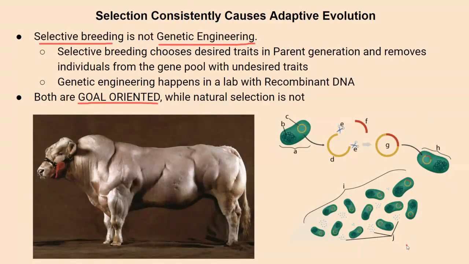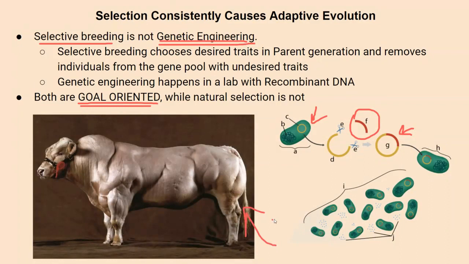For instance, we learned last semester in the last unit that genetic engineering mainly comes in the form of recombinant DNA in bacteria. So we find a bit of DNA that we like and we splice it into the bacteria, allow the bacteria to reproduce, and then we have lots and lots of that gene available. Maybe the gene produces insulin. That is a form of genetic engineering and it is goal-oriented.